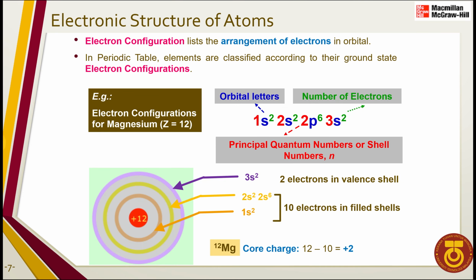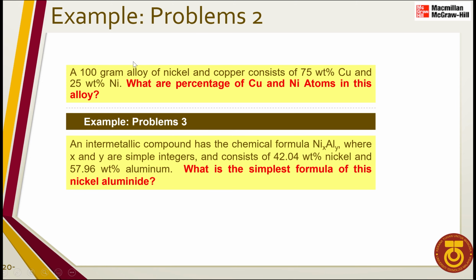Okay, then next is example problem 2. Here is the question. The question is on an alloy, which is nickel and copper. Here we have 100 gram of nickel and copper alloy. Nickel is 25% in weight, and copper is 75% in weight. That means we have 75 gram of copper and 25 gram of nickel. So what are the percentages of copper and nickel atoms in this alloy? Can you try this?